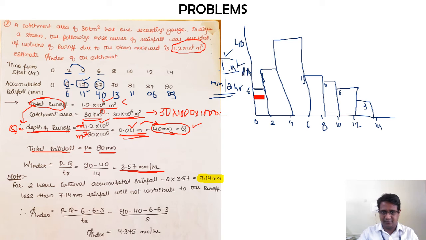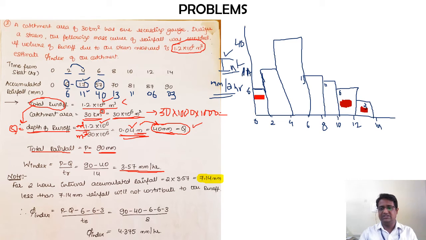Next is basically 40. 40 is again greater than 7.14, no issue. Next we have 13, which is greater than 7.14. Next we have 11, which is greater than 7.14. Next we have 6, that is less than 7.14. So 6 is for the 10 to 12th hour. Even for this 10 to 12 hour we need to deduct this, so there is no runoff in this zone. Similarly, the 14th hour is 3, which is less than 7.14. So this is how you need to identify which hour is not contributing to the runoff.